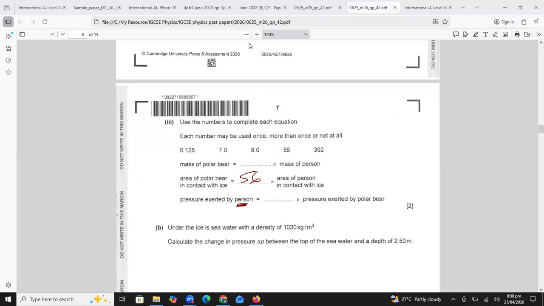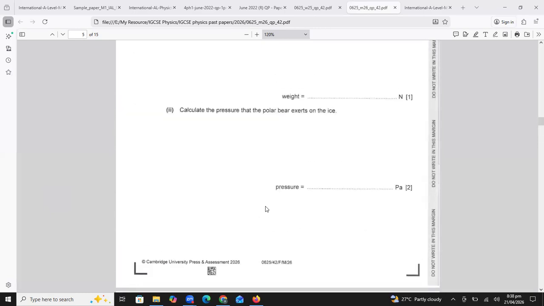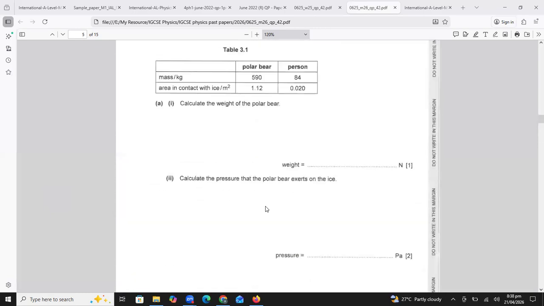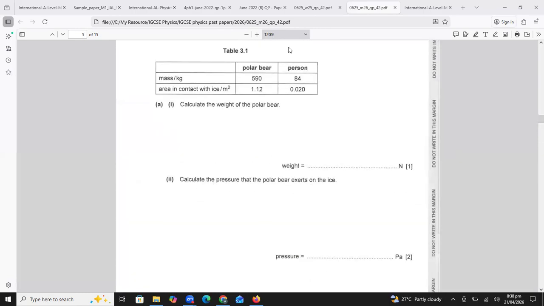So now students, first we have to calculate the pressure of the person. So we are able to find this value. What is the value of pressure of the person? First we will find the pressure of a person, students.